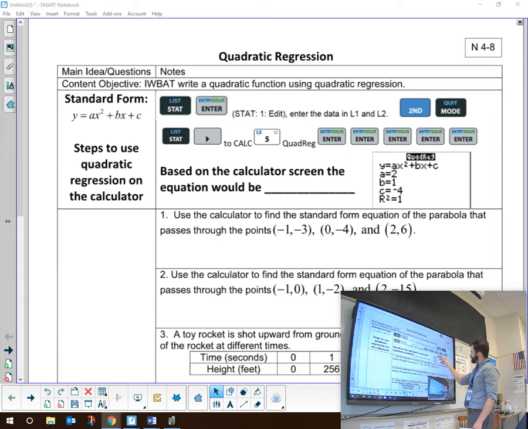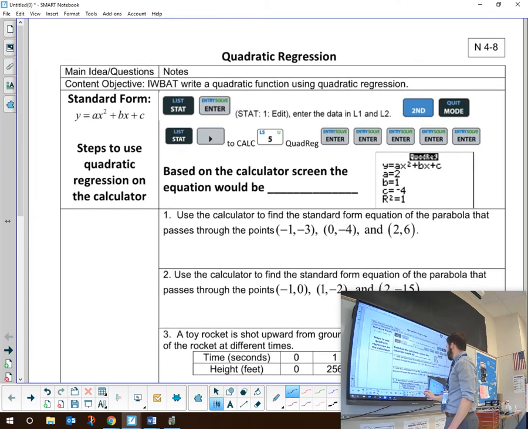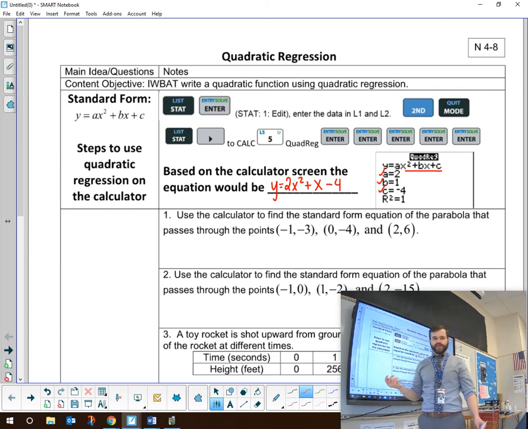This is what it's going to look like. It's going to be y equals a, which is 2, so it's going to be 2x squared plus 1x minus 4. We're just pretty much plugging my A, my B, and my C into my equation. This is what it's going to look like whenever our calculator gives us our answer.